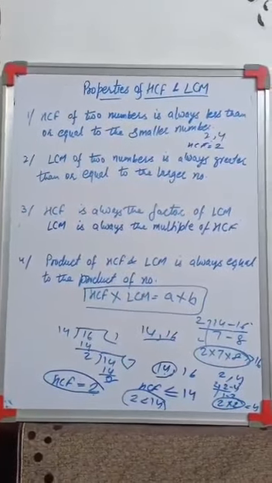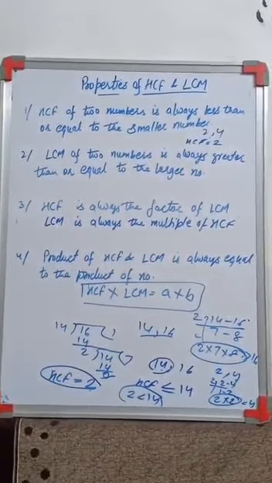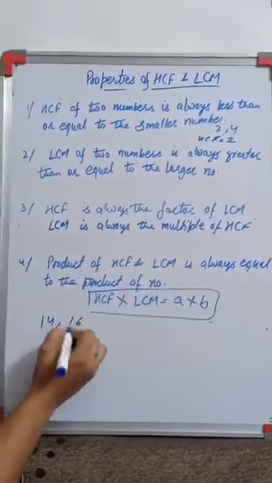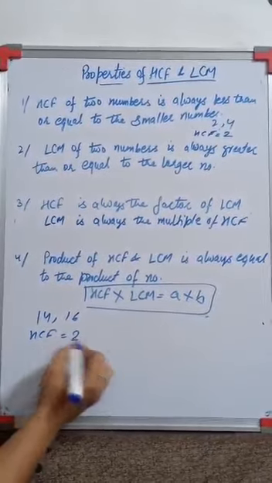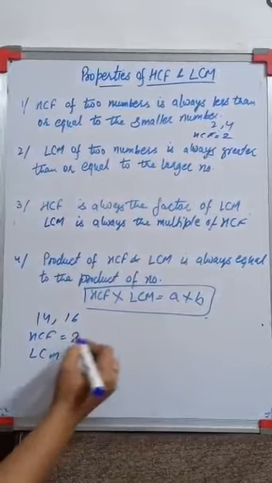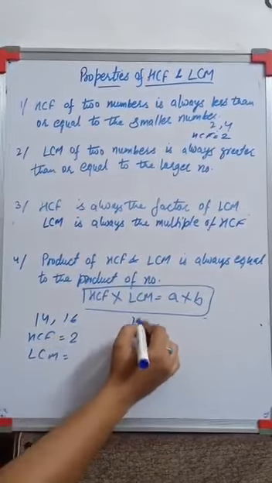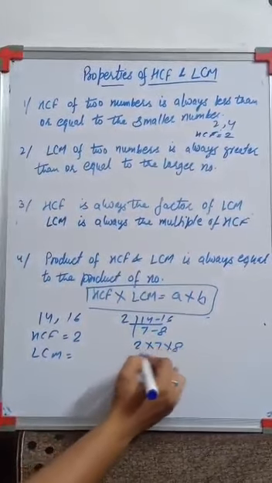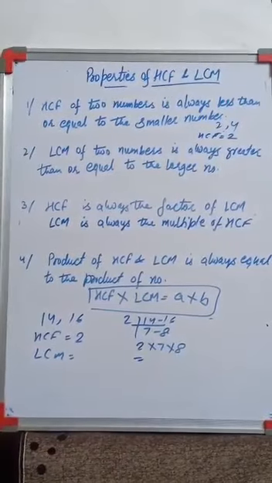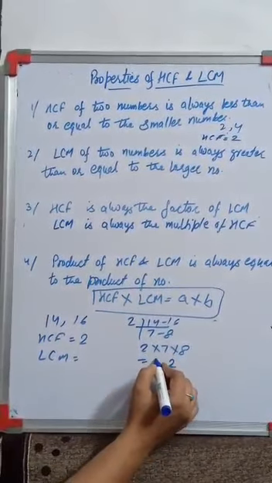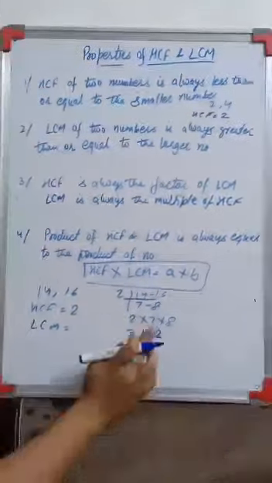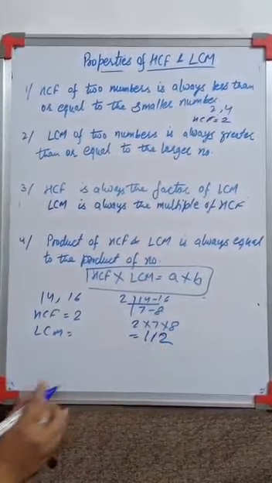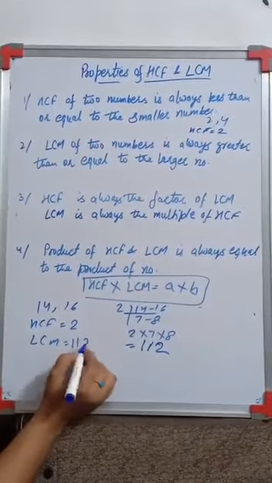So next, the HCF is always a factor of the LCM, and the LCM is always a multiple of the HCF. In the case of 14 and 16, we calculated that the HCF is 2. And the LCM of 14 and 16 is 2 into 7 into 8. It will become 14 into 8. So 14 times 8, sorry, it is 112. So this is the LCM. I am getting 112.